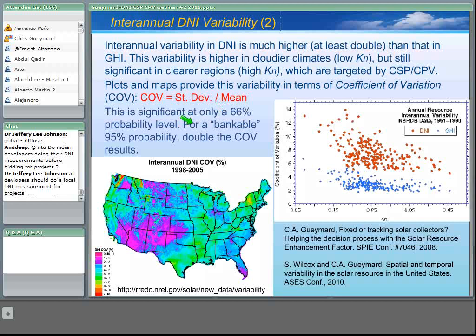Now we have recent maps available from NREL at this website, showing the interannual DNI coefficient of variation over 8 years from the latest edition of the NSRDB, and this shows that over some regions the variability is relatively low. In some other regions, and particularly here, it can be very high. And again, this is only at the 66% level, and you should double those values to obtain 95% probability.